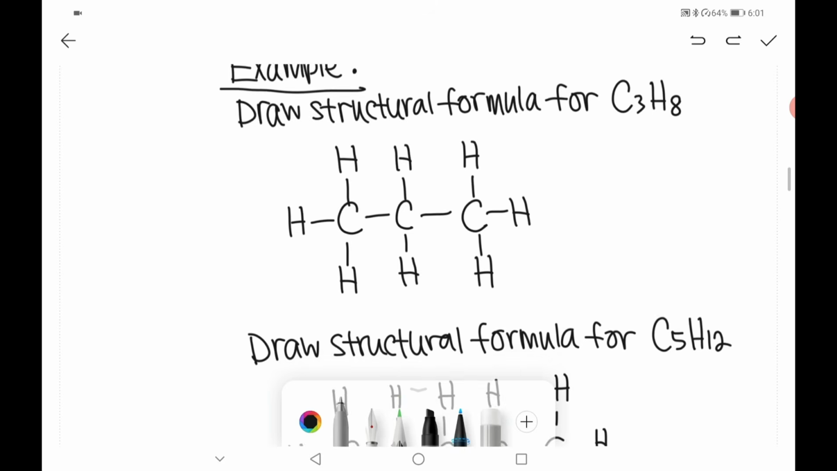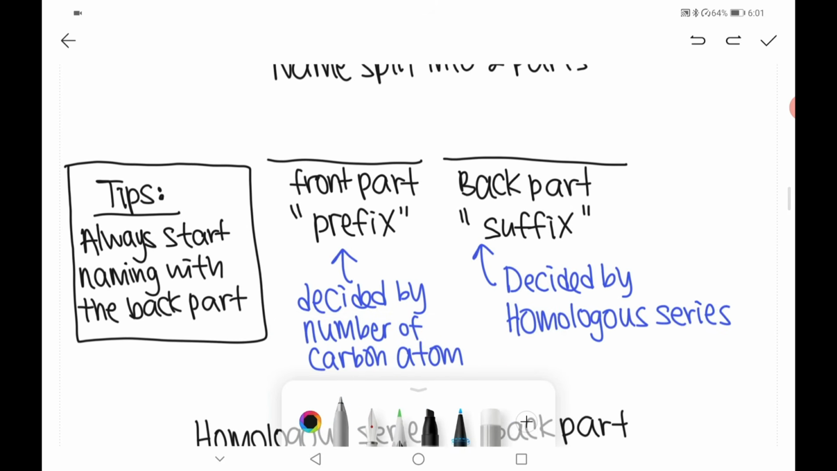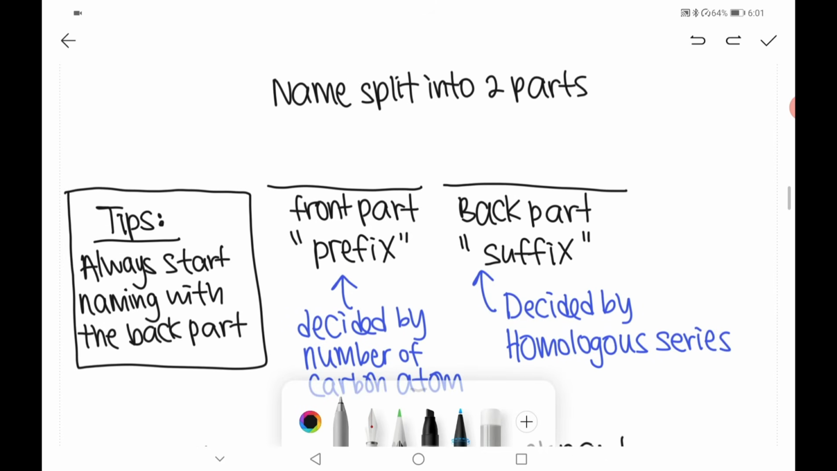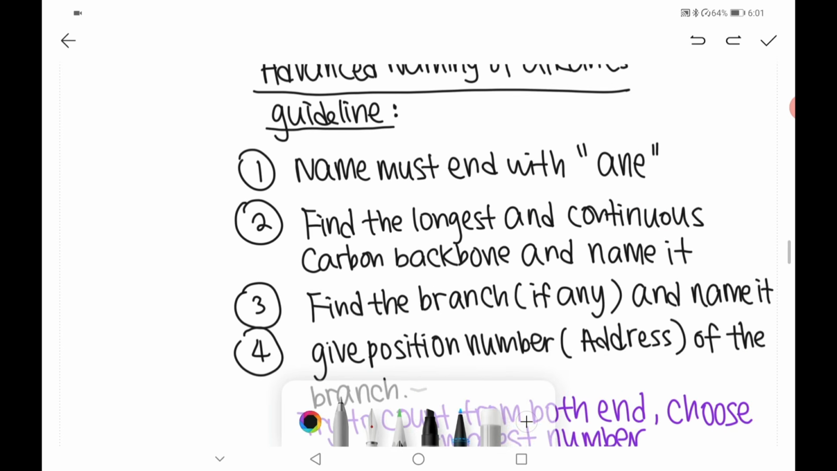When you want to name the alkane, you can split it into 2 parts, the front and the back. The name must end with ane. We need to find the longest continuous carbon backbone and name it using the mama eat papaya sequence. For example, 7 carbons is hep, and if you have 4 carbons, it is but.